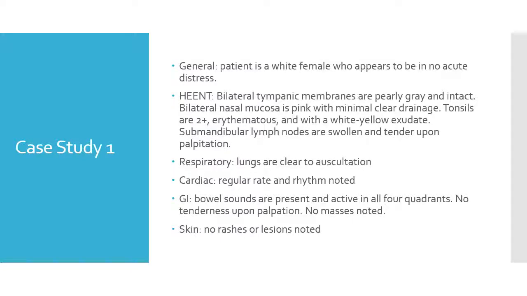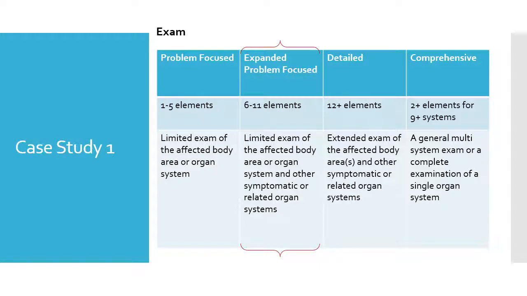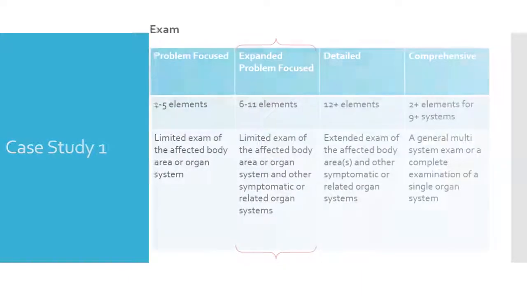Here's our physical exam again. We looked at the general: ears, nose, throat, lymph nodes, lungs, heart, bowel sounds, abdominal tenderness, and skin. For the exam, we assessed 10 different elements for several different systems. This places us in the expanded problem-focused section.